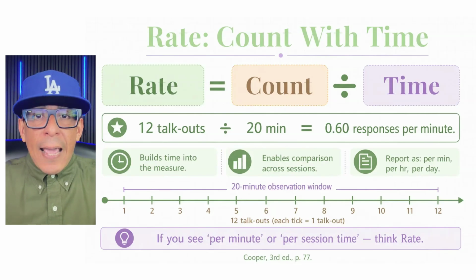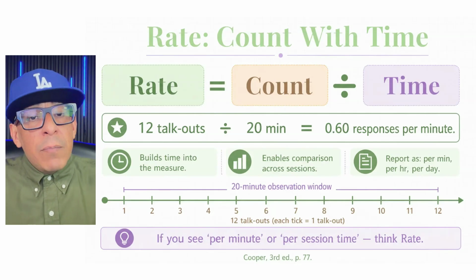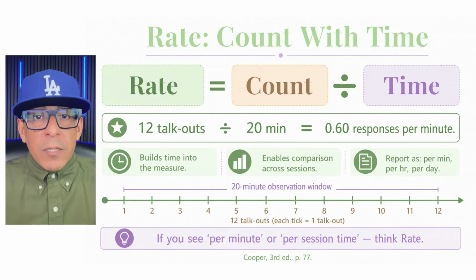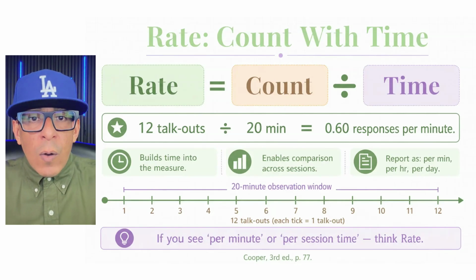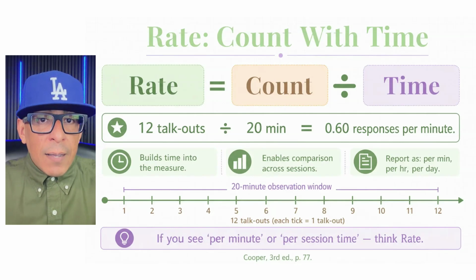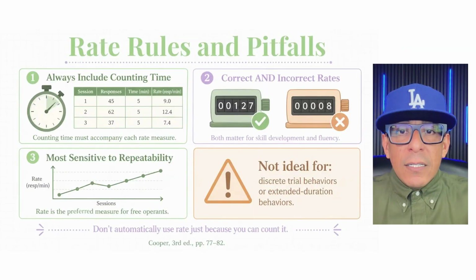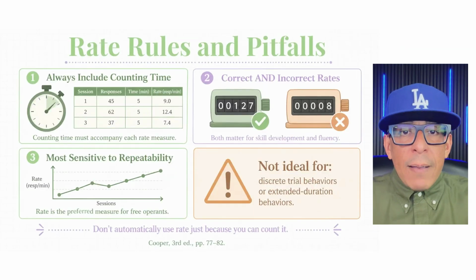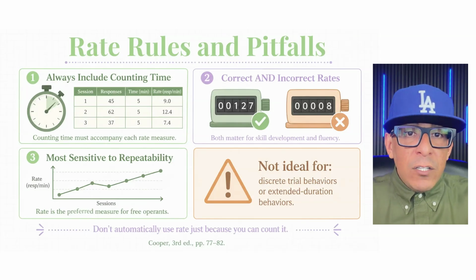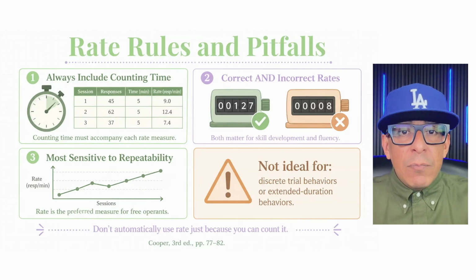Rate measures can be compared when the unit of time is standard within or across experiments. In ABA terminology, rate is especially important when you need to know how often the behavior happens relative to time. On the exam, if the answer choice is per minute, per hour, or per session time, think rate. When using rate, the counting time must be included. Comparing rate measures without the counting time can lead to faulty interpretations. If counting time changes from session to session, the counting time for each session should accompany each rate measure.